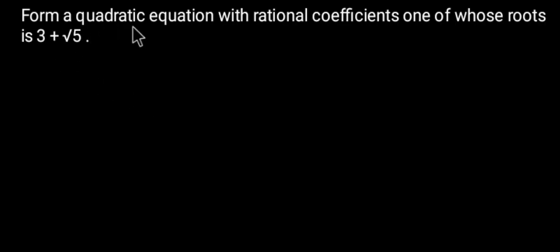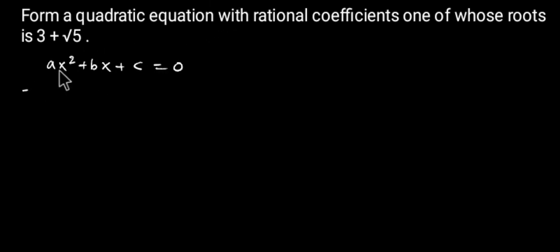So today's question is: form a quadratic equation with rational coefficients, one of whose roots is 3 plus root 5. So we have to find a quadratic equation with rational coefficients. That is the point, rational coefficients. And one of the roots of this equation is 3 plus root 5. So let's see how we can find it.